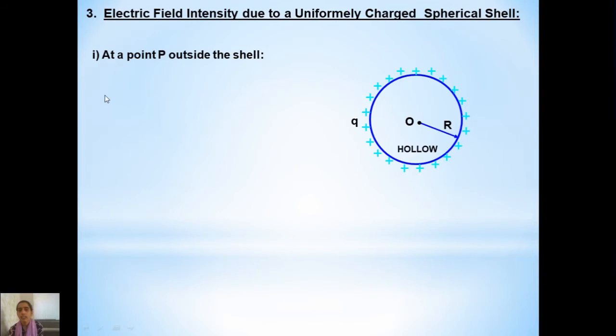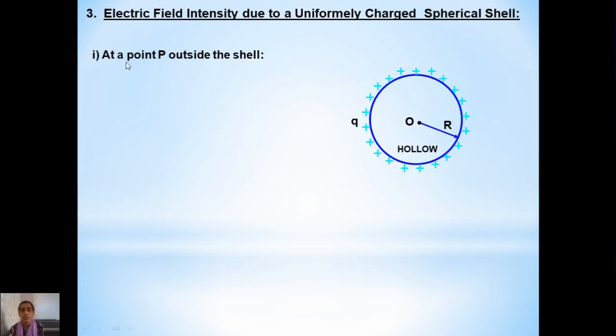Although I haven't mentioned everything in words on the slide, it's very important that while you are writing in the examination, whatever you consider in the diagram, you make sure that you write it in words. Let us consider a uniformly charged spherical shell with center O of radius capital R. Likewise, you should mention everything in words. I'll provide that in the PDF notes. But for now, let's just imagine the consideration we have made for our derivation.